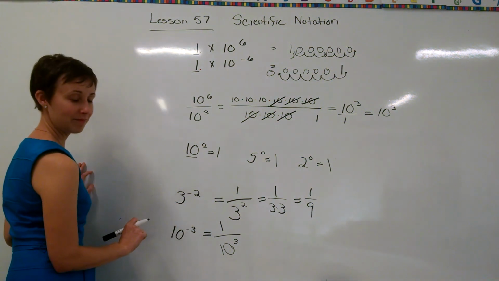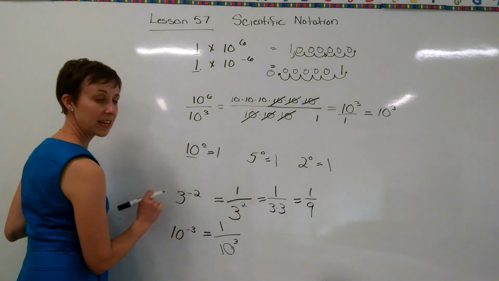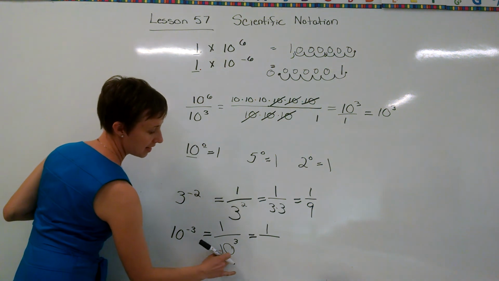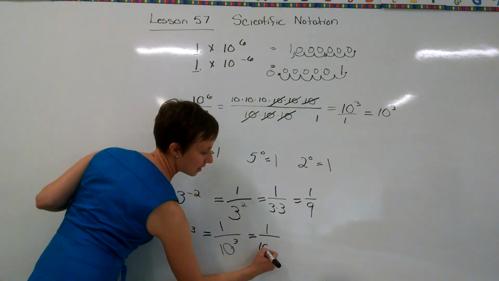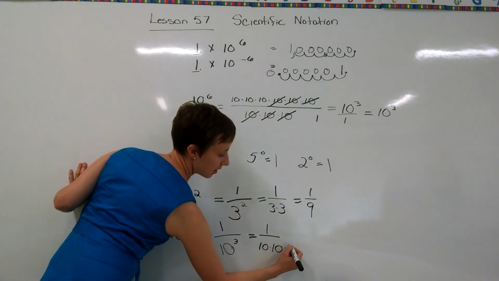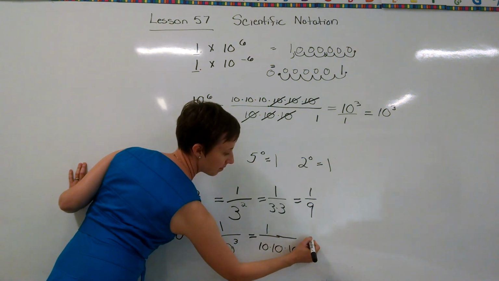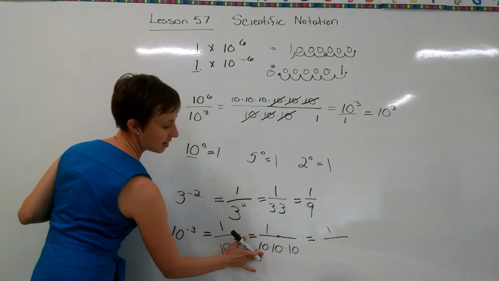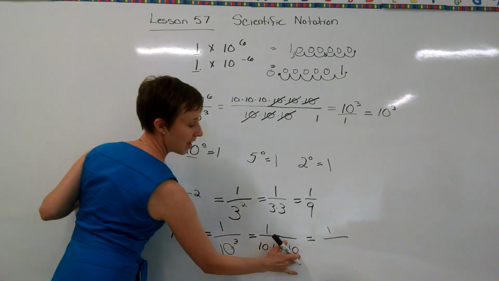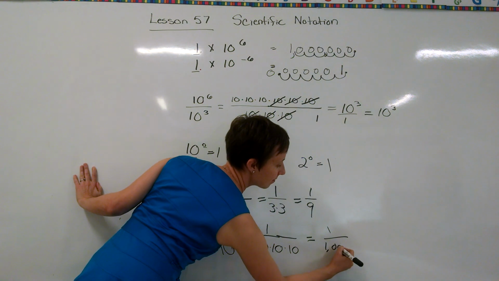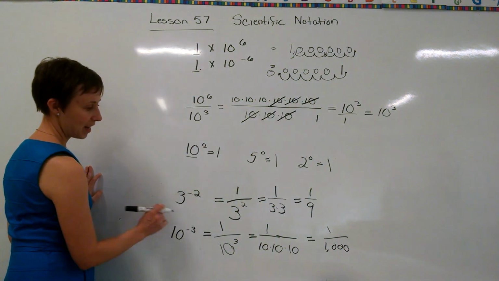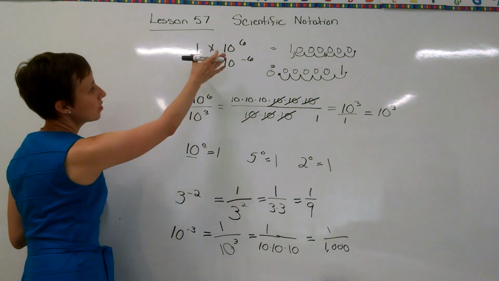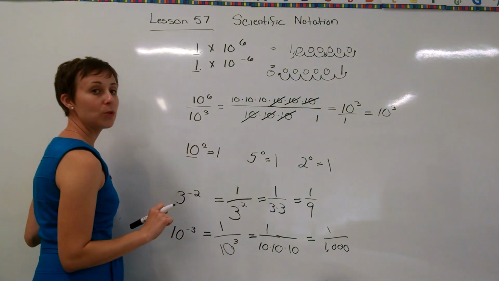10 to the negative 3 is the same as 1 over 10 to the third. 1 over 10 times itself 3 times. 10 times 10 times 10. Which is 1 divided by 10 times 10, which is 100, times 10 more is 1,000. So 10 to the negative third is 1 over 1,000. You'll need to use all of these rules today to help you to accomplish your work.